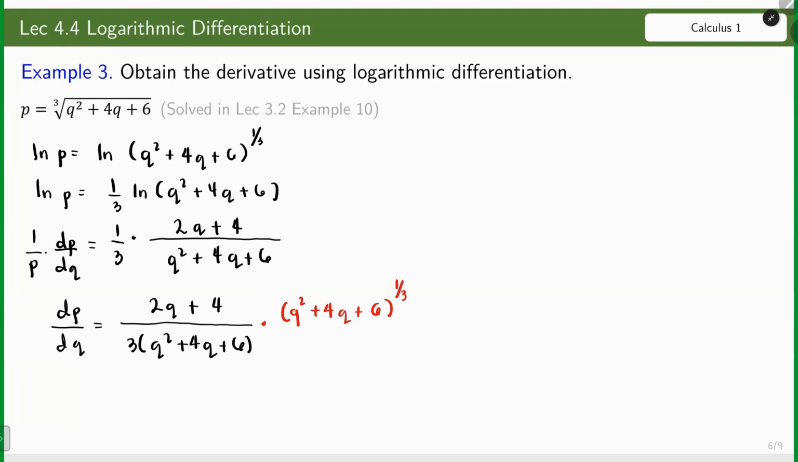Let us just simplify our answer. The derivative of p with respect to q is equal to, let's also employ factoring, 2 times the quantity q plus 2. And then after that, the exponent of the trinomial will be 1/3 minus 1, 2/3, and it will be on the denominator. This is now our answer.